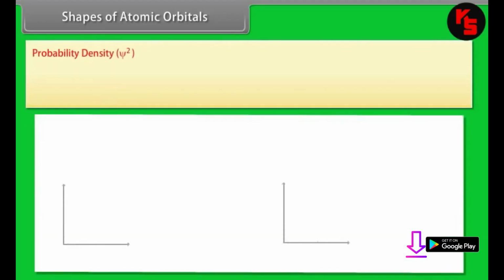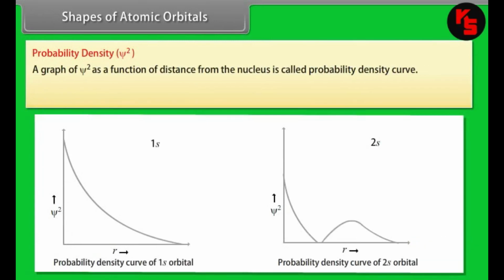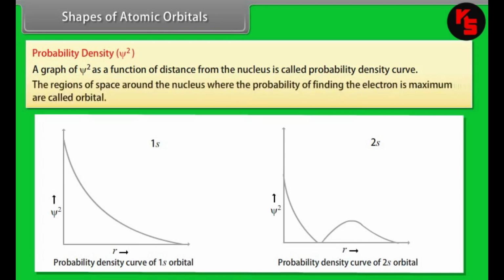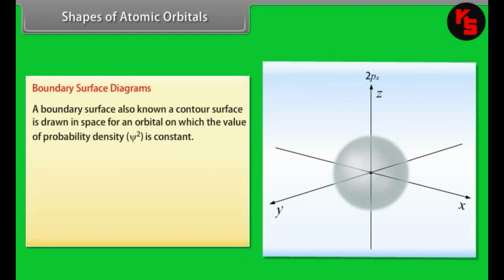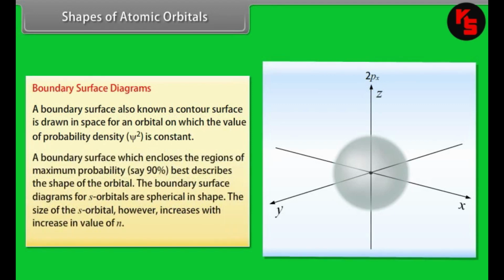Shapes of atomic orbitals: probability density. A graph of psi square as a function of distance from the nucleus is called a probability density curve. The regions of space around the nucleus where the probability of finding the electron is maximum are called orbitals. Boundary surface diagrams. A boundary surface, also known as a contour surface, is drawn in space for an orbital on which the value of probability density, psi square, is constant. A boundary surface which encloses the regions of maximum probability, say 90%, best describes the shape of the orbital.